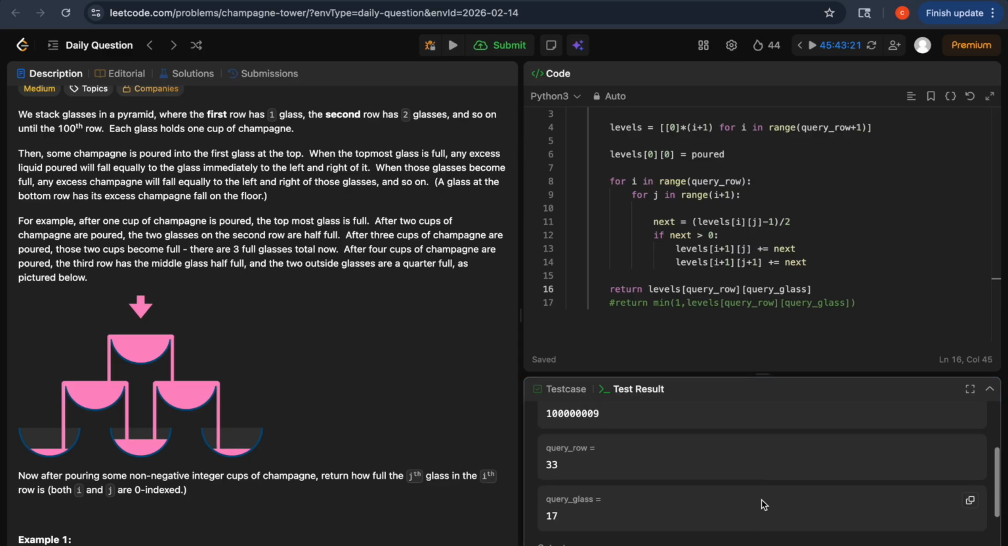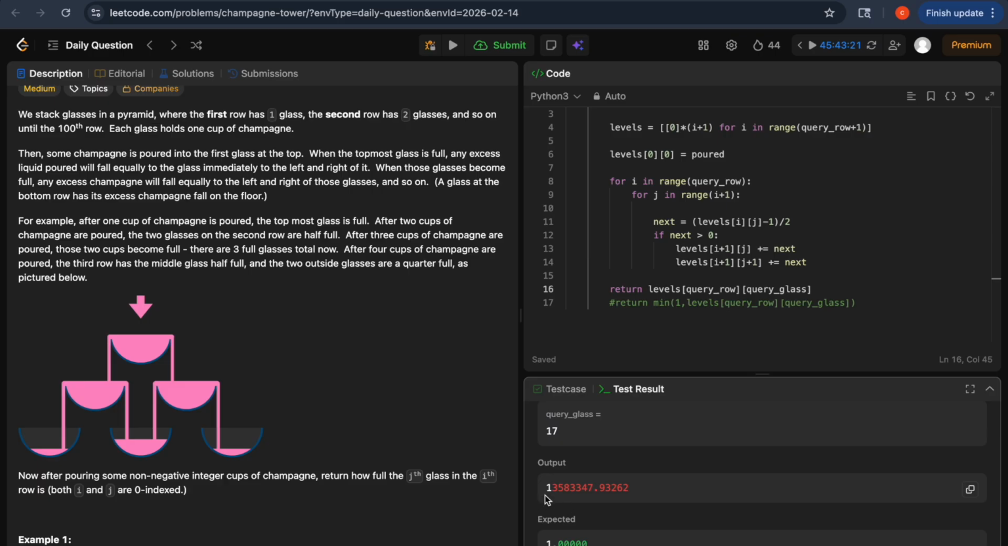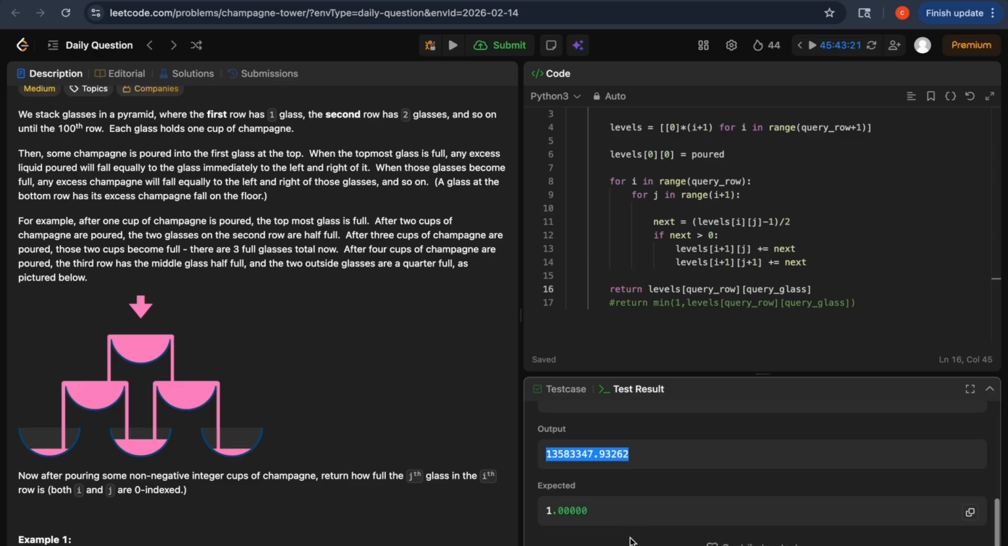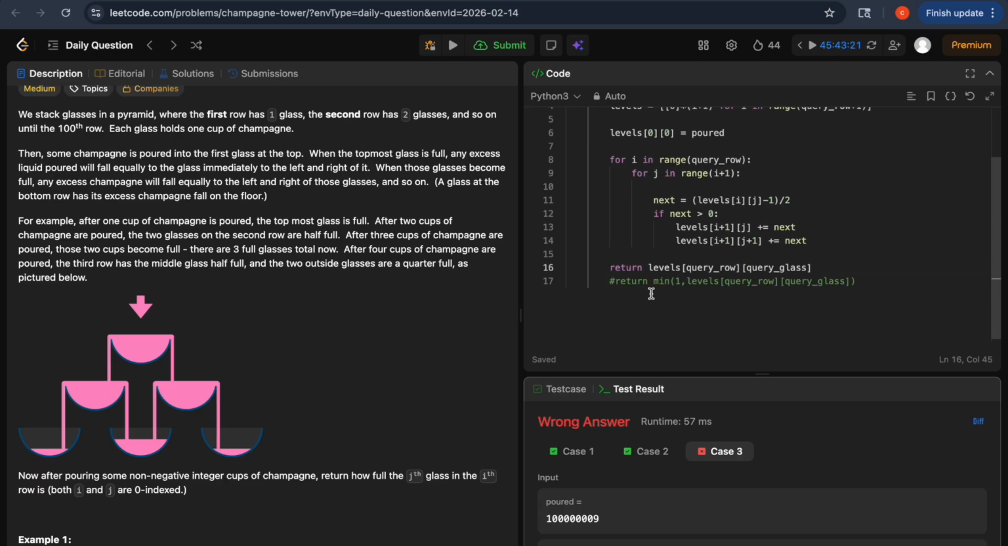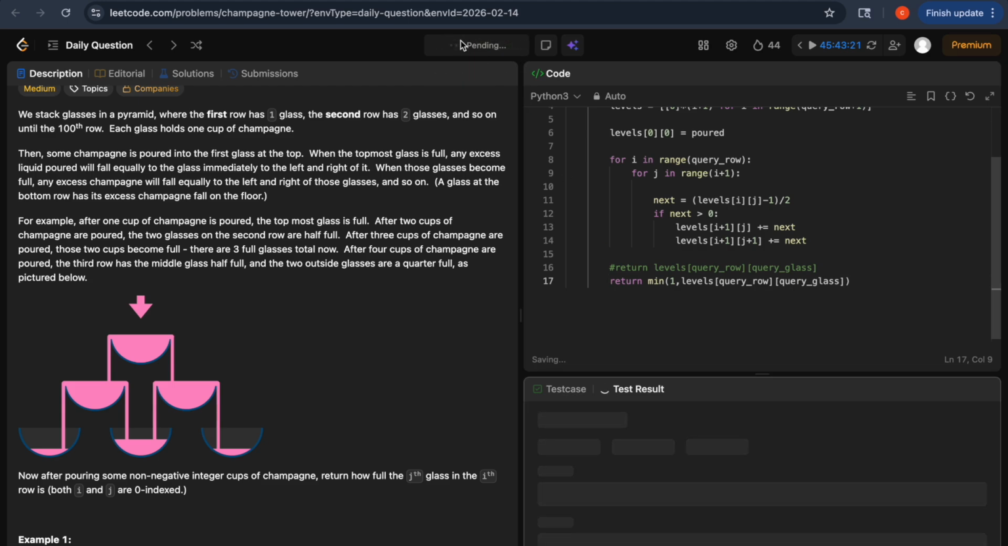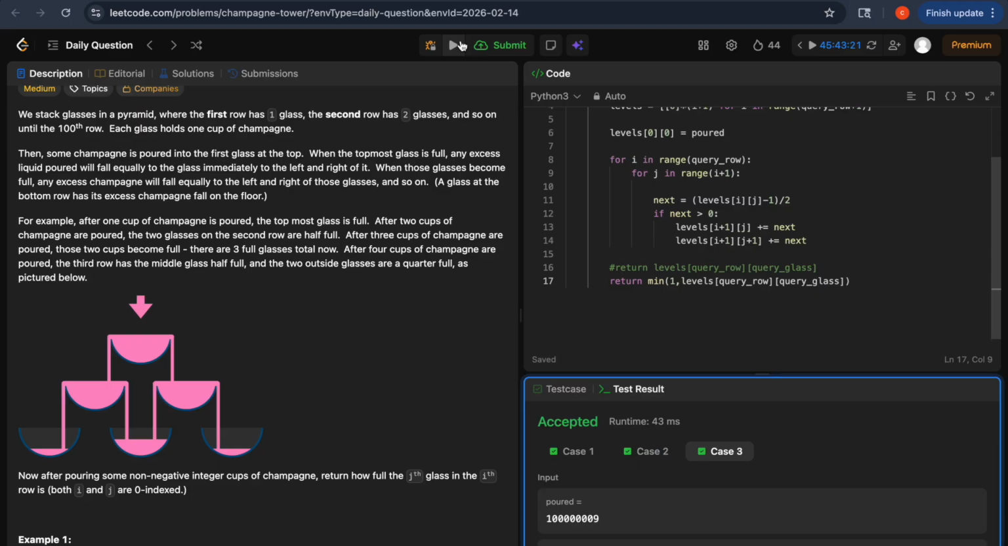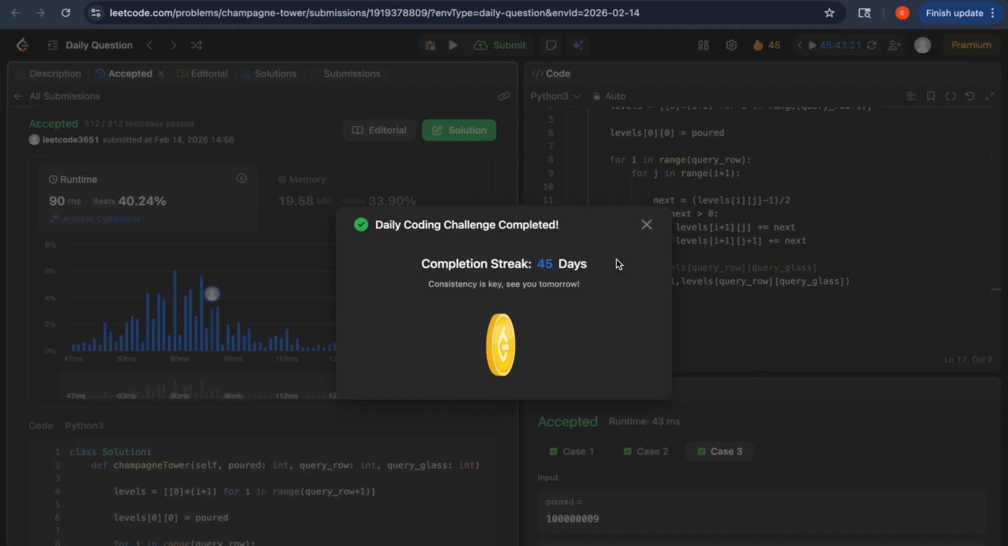Yeah, so here you can see that the output is 130. Oh, this is a very huge number. In fact, this should be expected to be 1.0, right? So that is what they have asked for the query row and query class. So it's because of that you have to follow this minimum value, because you cannot carry all the overflow value into the glass, because the maximum capacity of the glass is always 1. So now it is working. Let us submit this, and there you go. Thank you.